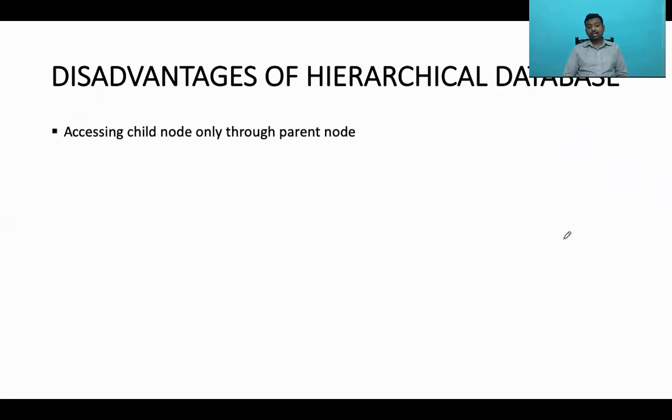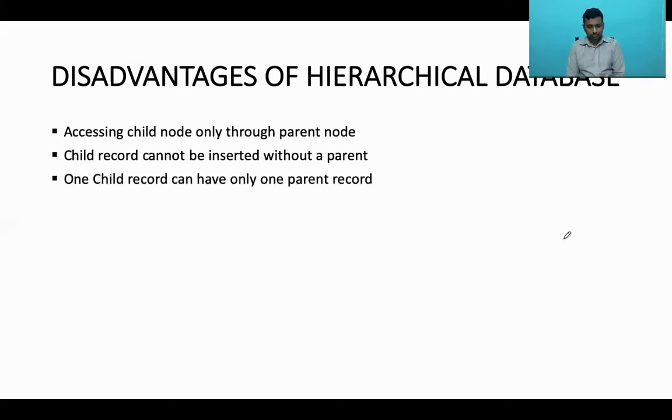One, accessing a child node only through the parent. There is no other way, as I said already, right? That's the only way. And a child record cannot be inserted without a parent, right? Only with the knowledge of a parent, with the knowledge of the root, can I insert anything in between. One child record can have only one parent, so I cannot have multiple access to it. Here we don't have any querying facility, where I can go and retrieve data.